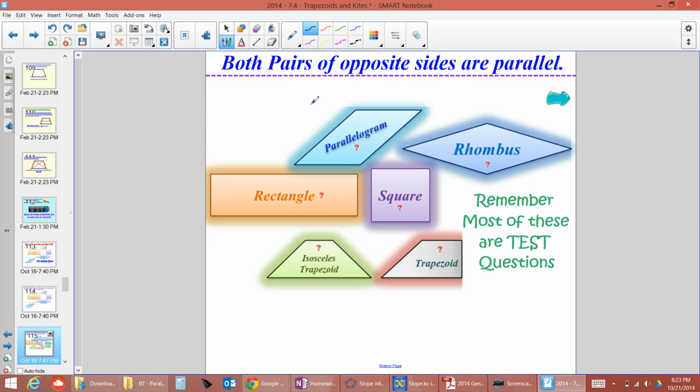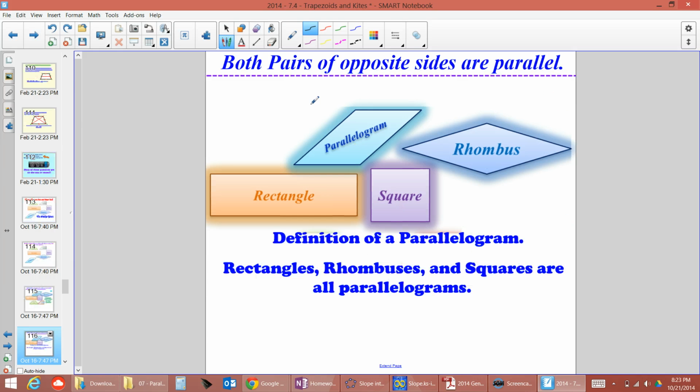Both pairs of opposite sides are parallel. Which of these shapes does that match? Well, that's going to be parallelograms. And since squares, rhombi, and rectangles are considered parallelograms, they are included also. The only one that doesn't count is trapezoids because they only have one set.